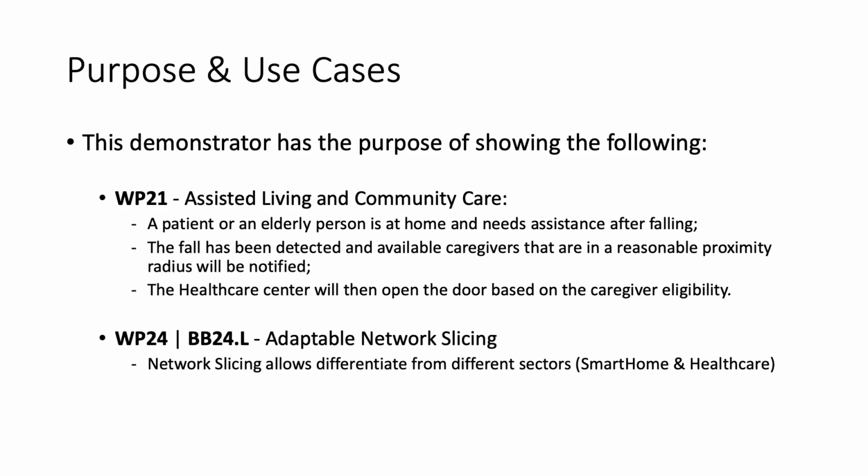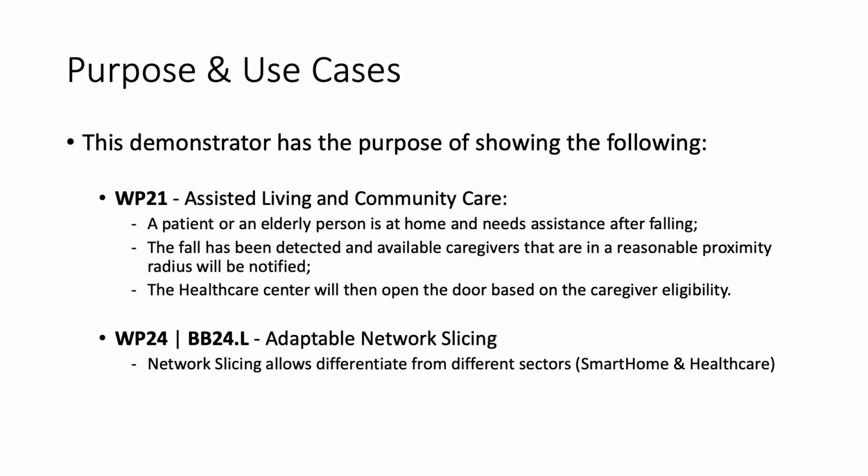The first one applied to Work Package 21, which is assisted living and community care, in which a patient or an elderly person, for instance, is at home and needs assistance after falling. The idea here is to detect this fall and then notify available caregivers that are within a reasonable proximity radius. The healthcare center will then open the door based on the caregiver eligibility.